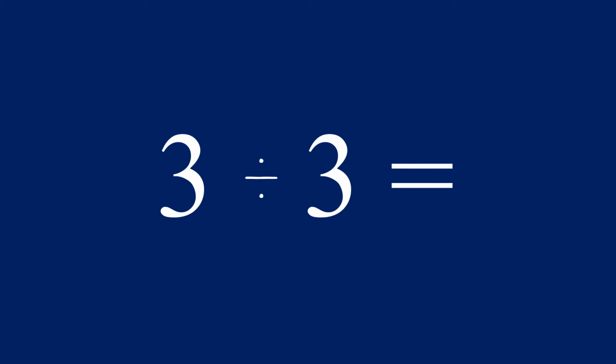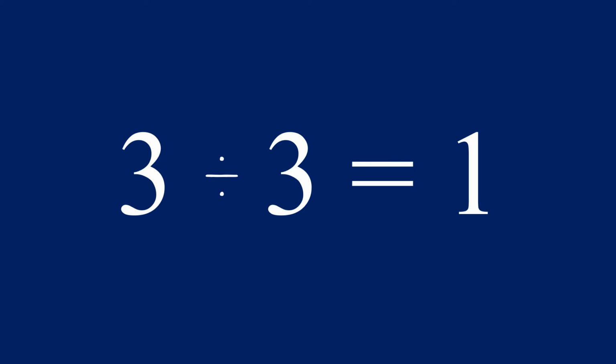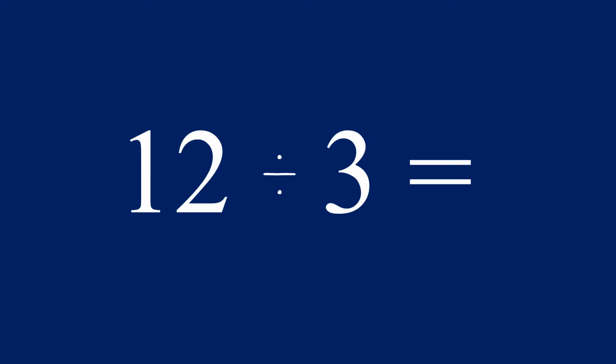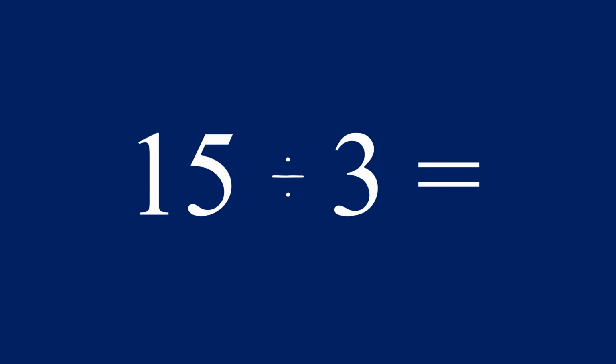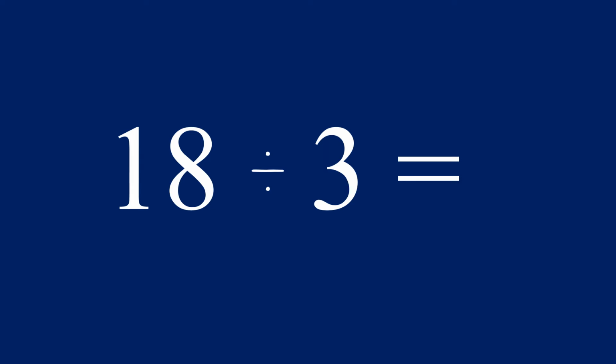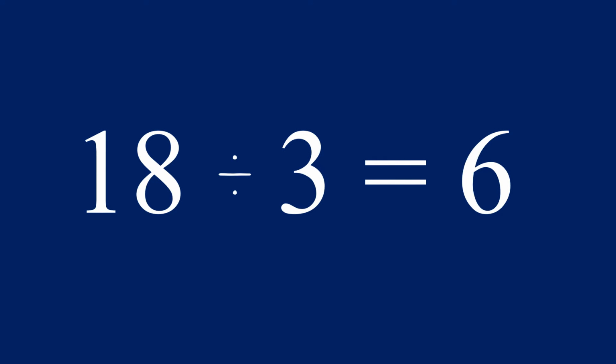3 divided by 3 equals 1. 6 divided by 3 equals 2. 9 divided by 3 equals 3. 12 divided by 3 equals 4. 15 divided by 3 equals 5. 18 divided by 3 equals 6.